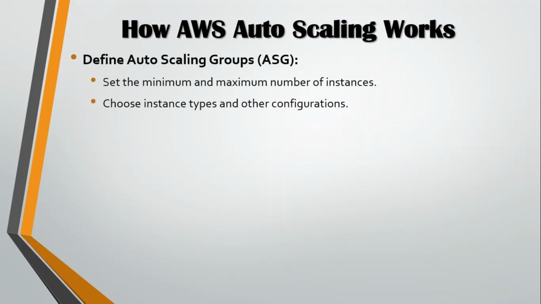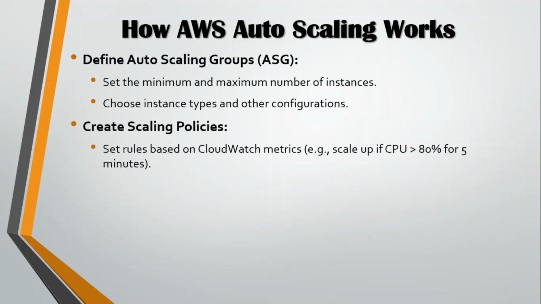Here is a simplified view of how AWS autoscaling works. You start by creating an autoscaling group with a minimum and maximum number of instances and define the configurations you want for your EC2 instance. Next, you define scaling policies based on CloudWatch metrics such as CPU utilization, request count, etc. These policies will trigger scaling actions.